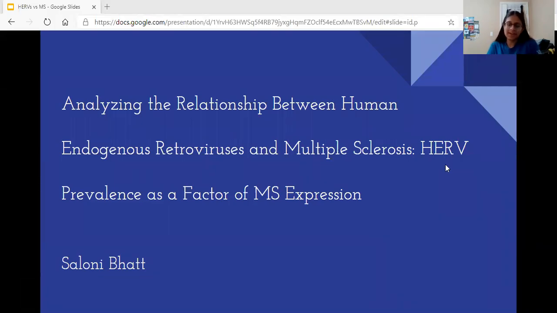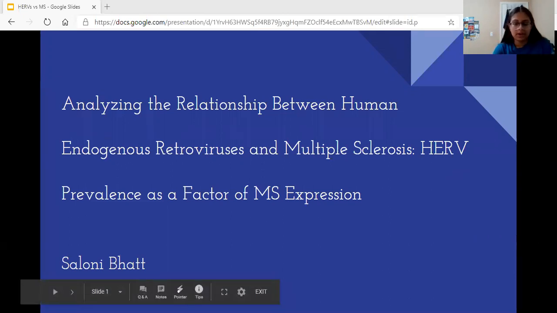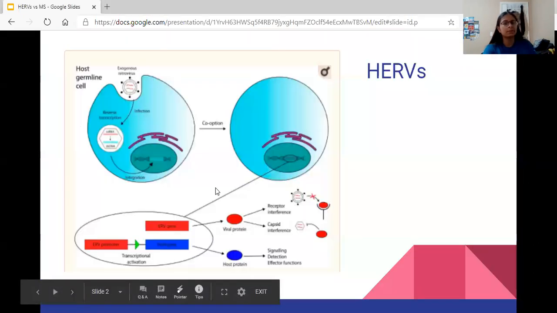Hi, I'm Saloni, and my research topic was analyzing the relationship between human endogenous retroviruses and multiple sclerosis, essentially HERV prevalence as a factor of MS expression. And I'm going to go more into this now. So, what is a human endogenous retrovirus?